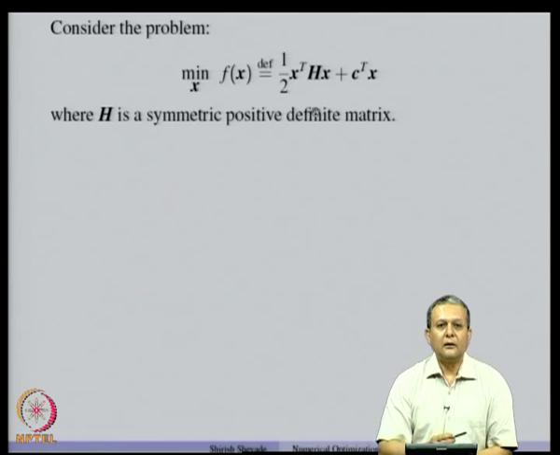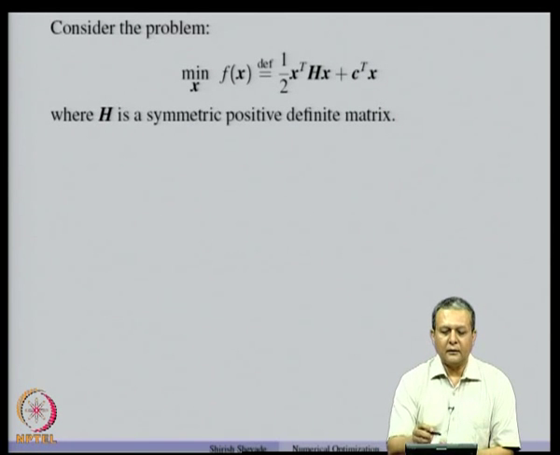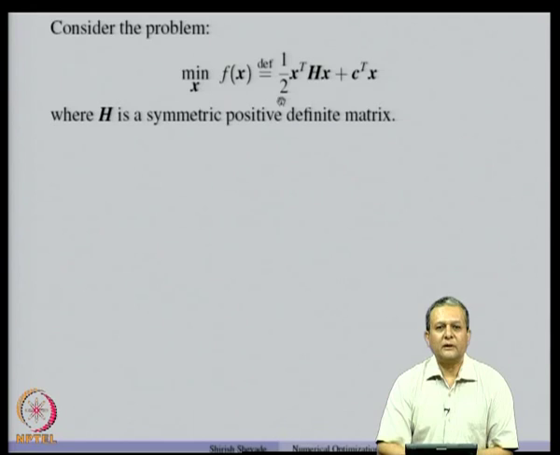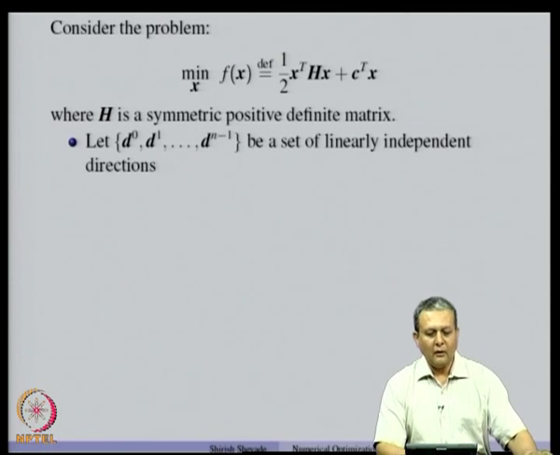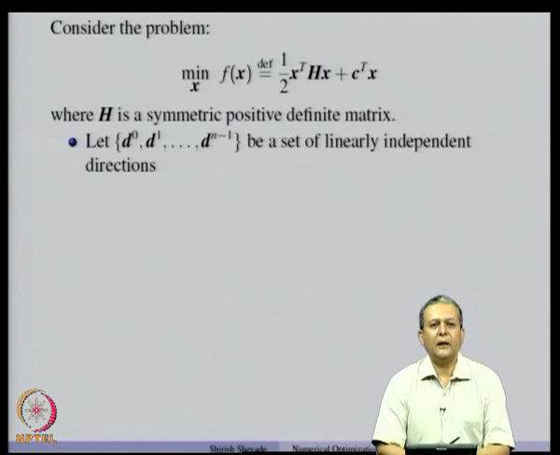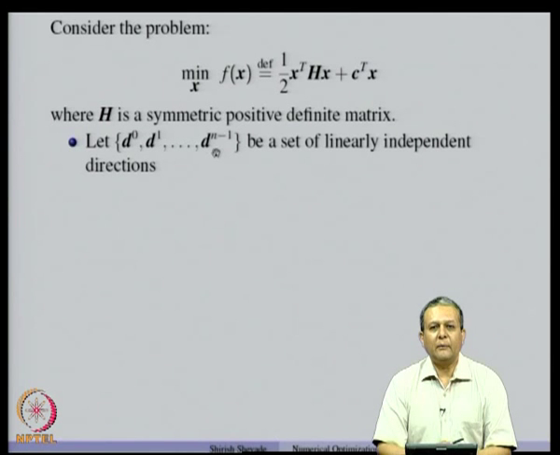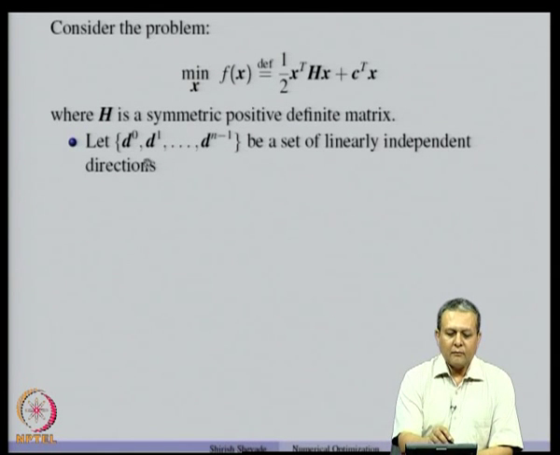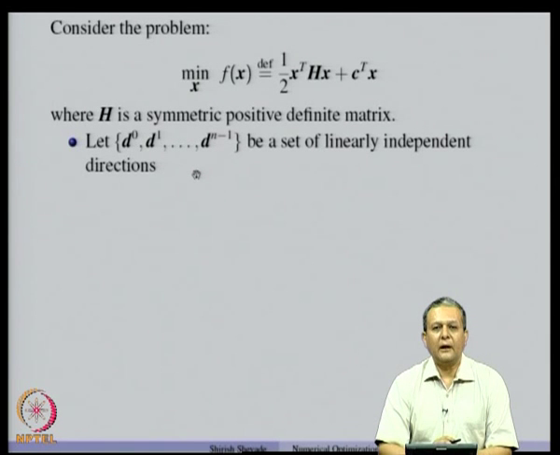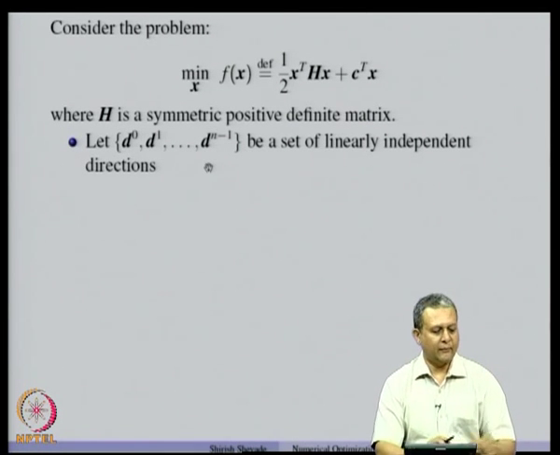So, let us consider a general unconstrained quadratic programming problem, where we want to minimize f(x), which is defined as half x transpose H x plus c transpose x, where H is a symmetric and positive definite matrix. Now, let us assume that we have a set of n directions d0 to dn minus 1, which form a linearly independent set. So, in some sense they form a basis for an n-dimensional space.